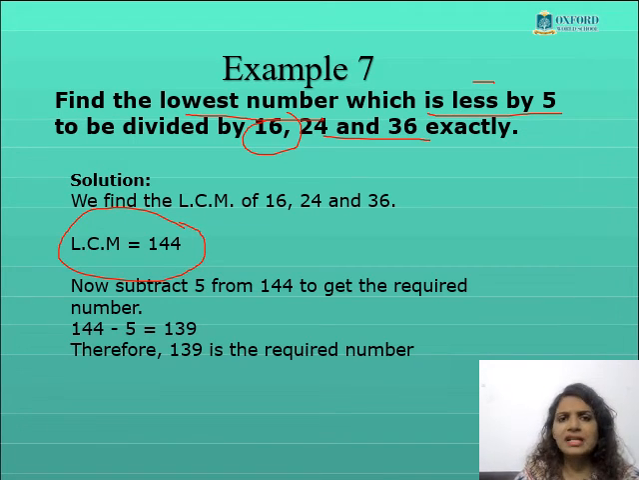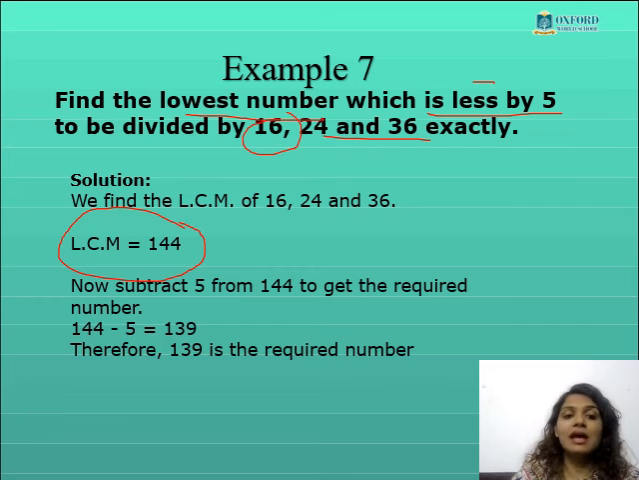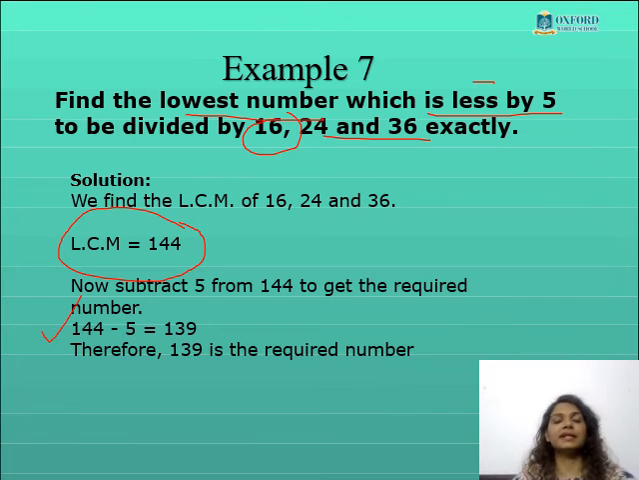But are they asking for the LCM? No. If you read the question again, it is asking for the lowest number which is less by 5. Less by 5 means it has to be 5 less than this LCM. So 144 minus 5. So our answer is 139. So yes, 139 is the required number. I hope this question is clear to you.